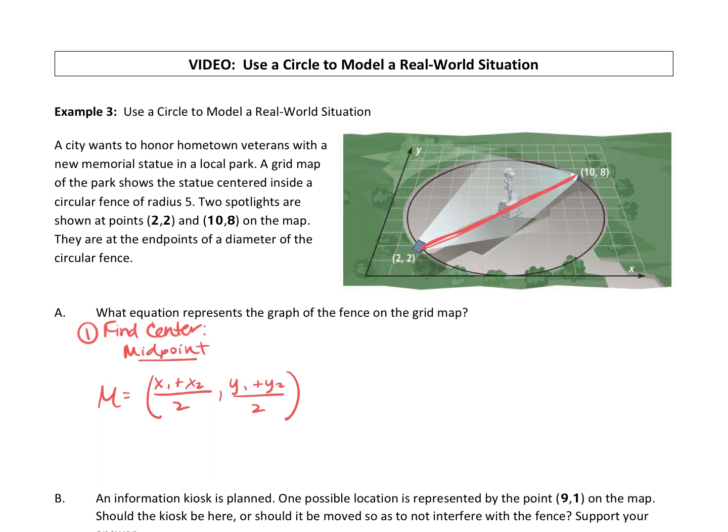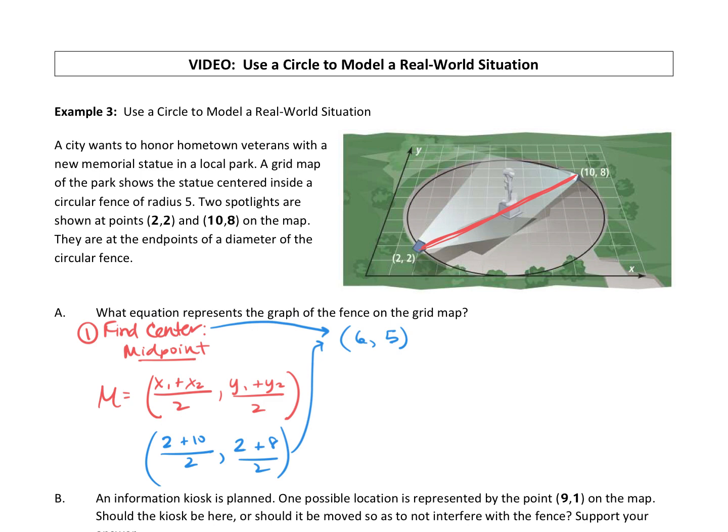So x1 plus x2, if we grab the x's from our ordered pairs, we get 2 plus 10. We'll divide that by 2, and then we're going to add the y's. We have 2 plus 8, and we'll divide that by 2. 2 plus 10 is 12. 12 divided by 2 is 6. 2 plus 8 is 10. 10 divided by 2 is 5. So we have the center of the circle, (6, 5).